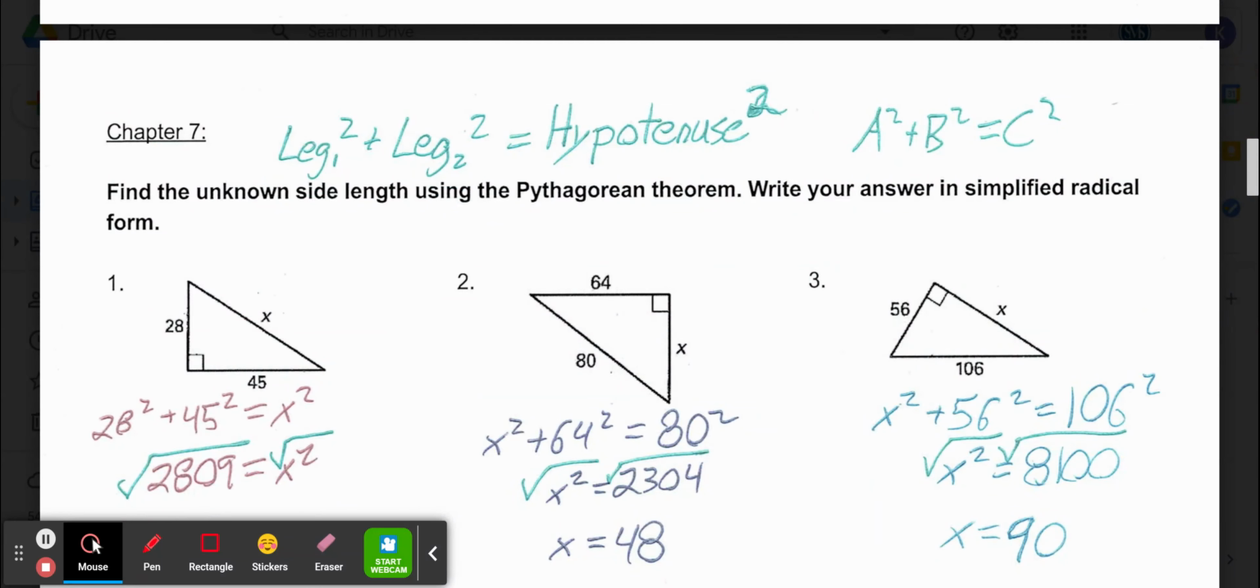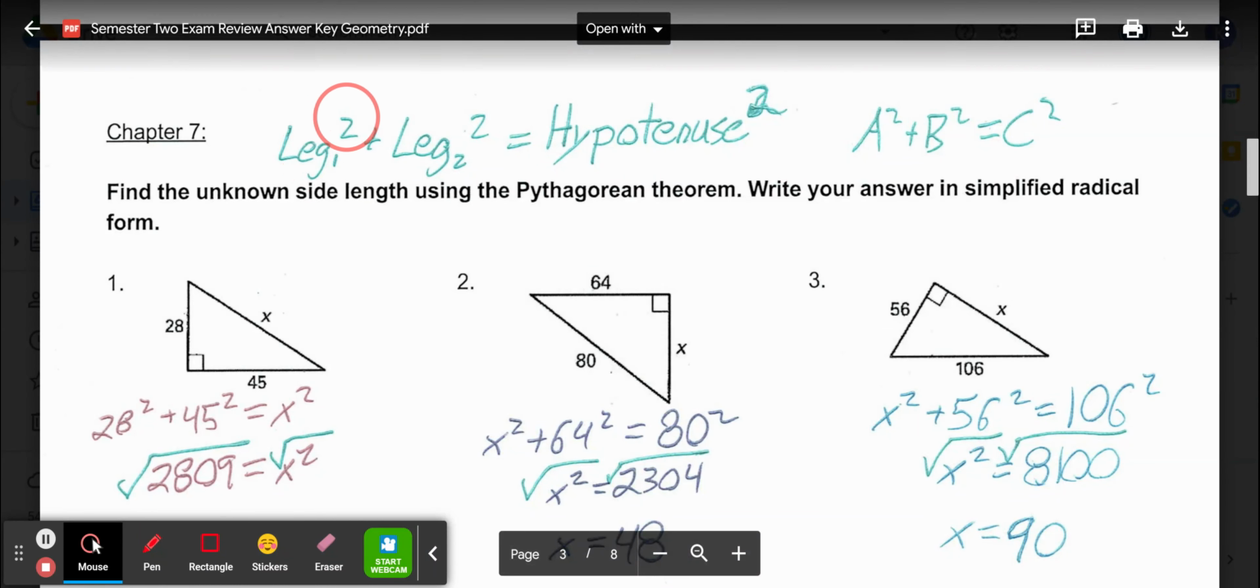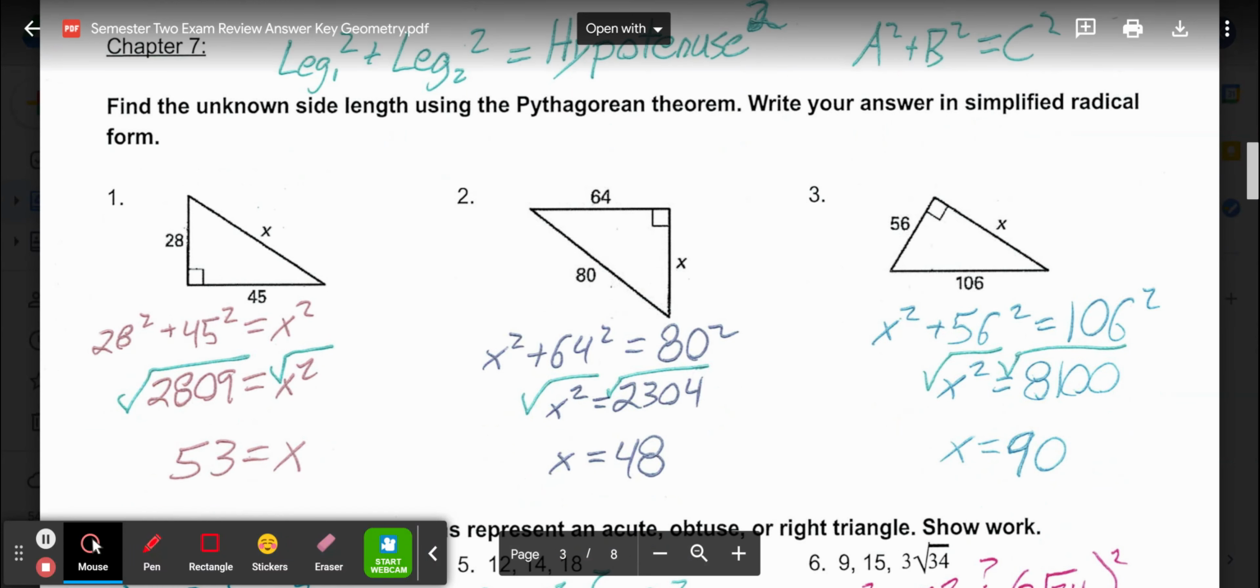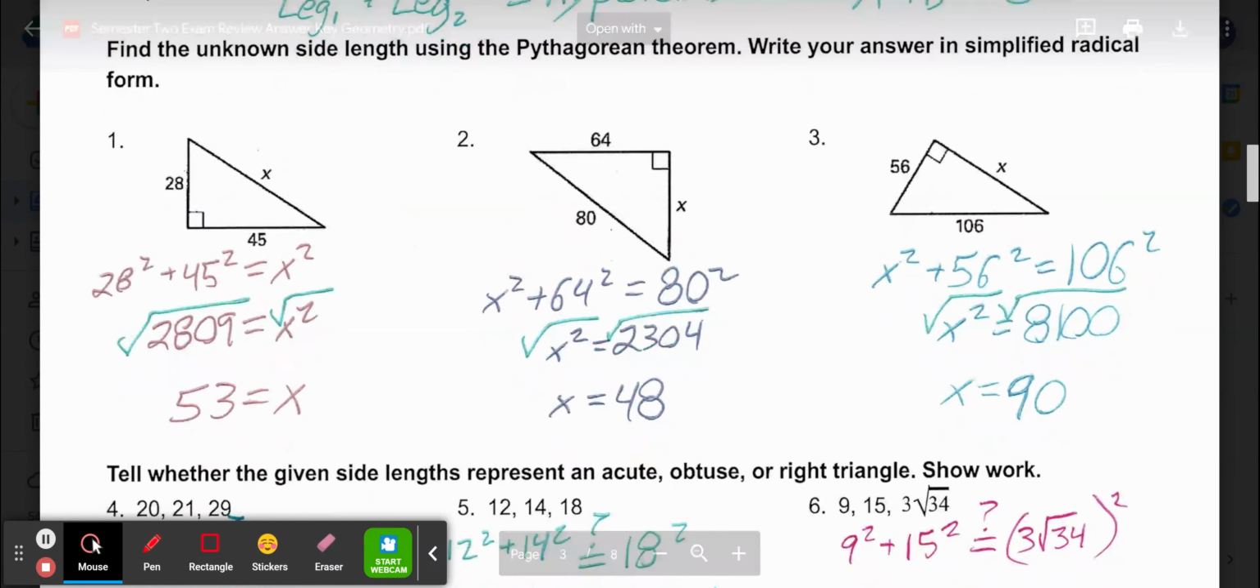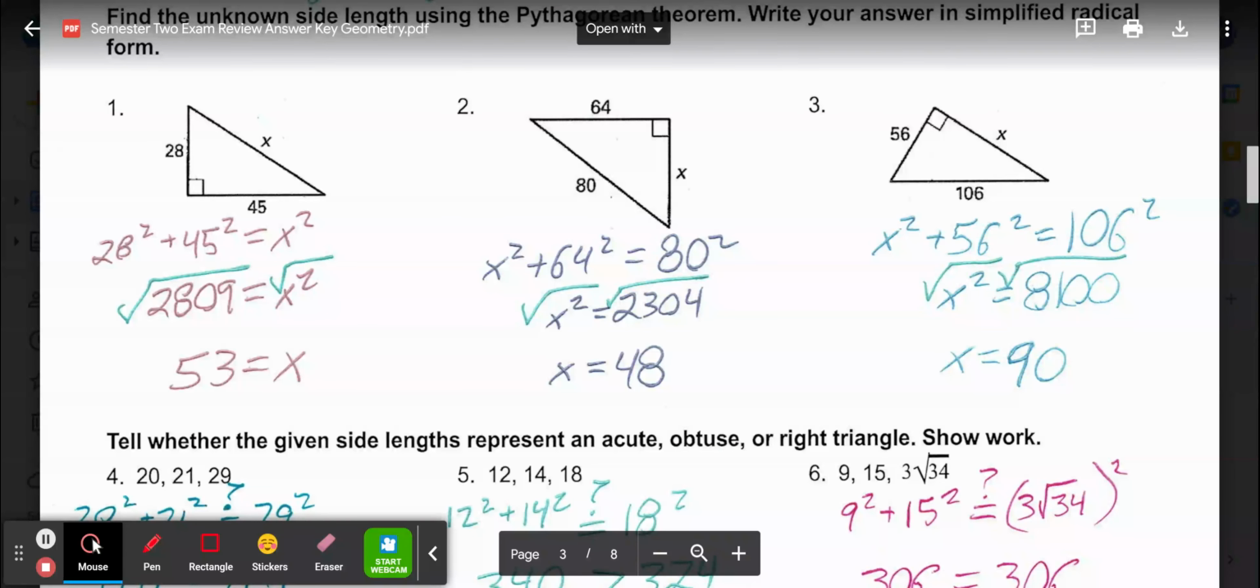Chapter 7, first looking at Pythagorean theorem, which again is legs squared plus the other leg squared equals hypotenuse squared, or in simple terms, a squared plus b squared equals c squared. So you want to remember the legs are the two sides that meet at 90 degrees. Hypotenuse is the side opposite the 90-degree angle. So just applying Pythagorean theorem to numbers 1, 2, and 3.